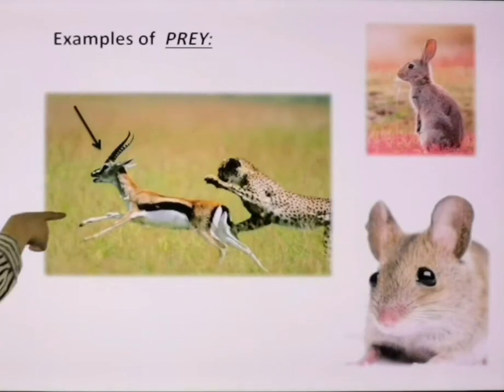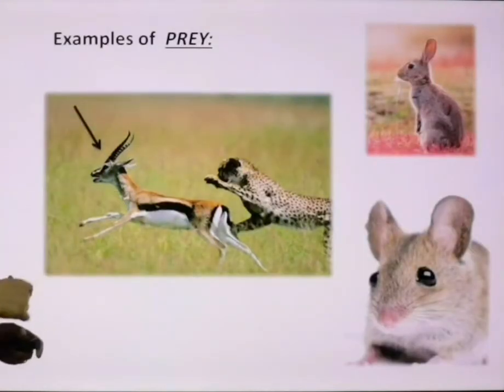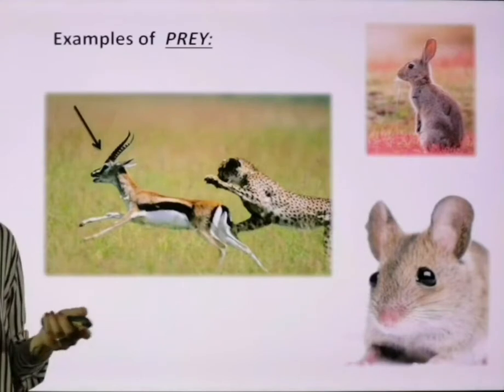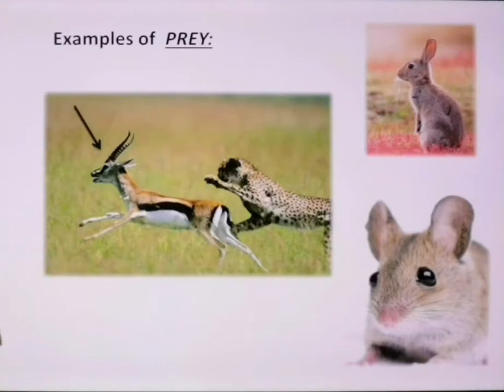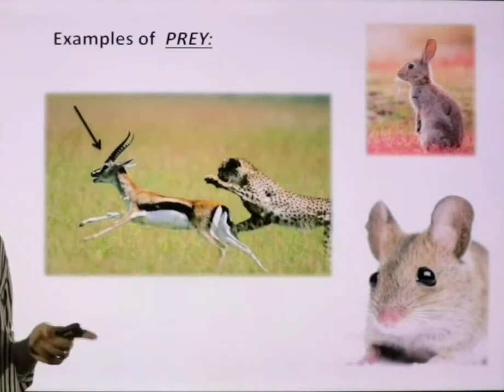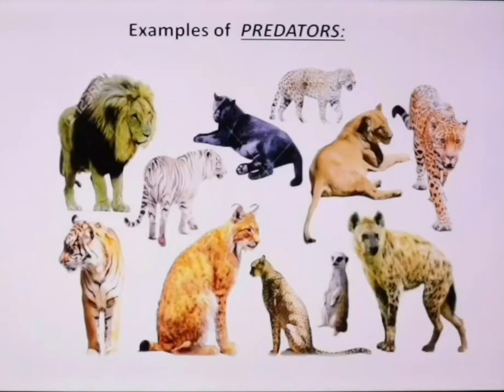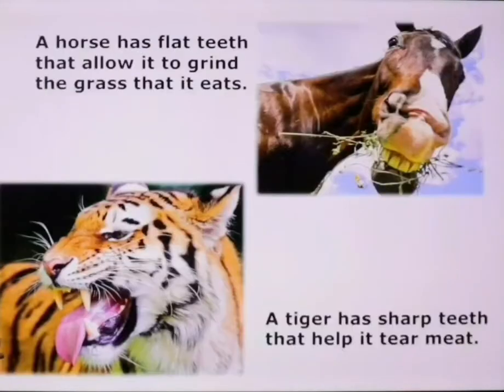Examples of prey. So this deer over here is the prey because it's being hunted by a leopard. And the rabbit there could be hunted by an eagle, by a snake, by a leopard. And a mouse could be hunted also by a snake or by a cat. So these are called prey. Examples of predators. These are the animals that hunt other smaller animals for food, like lions, tigers, lynx, leopards, jaguars, hyenas, etc.